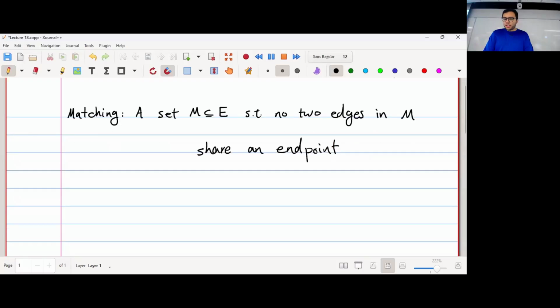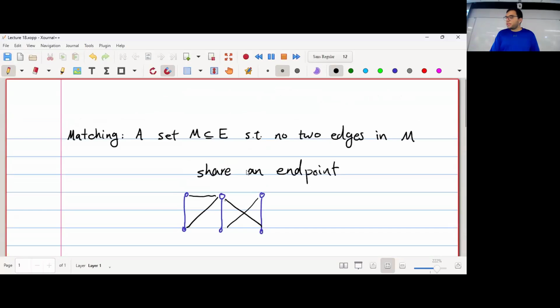So if I have a bunch of edges and they're completely separate from each other, if I have something like this, this is a matching. And I can have other edges in my graph as well. But the blue part is a matching.